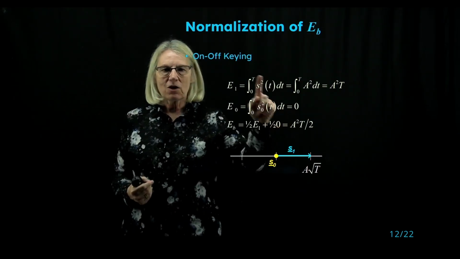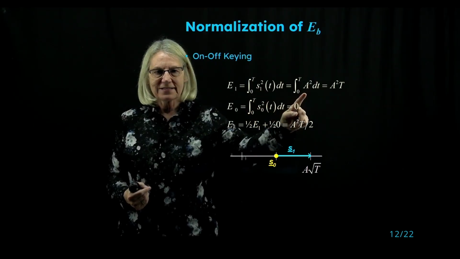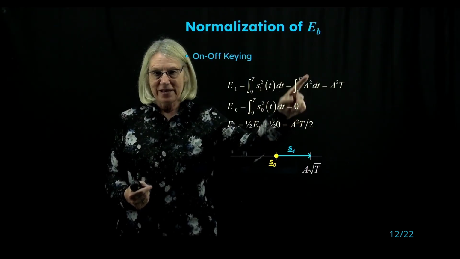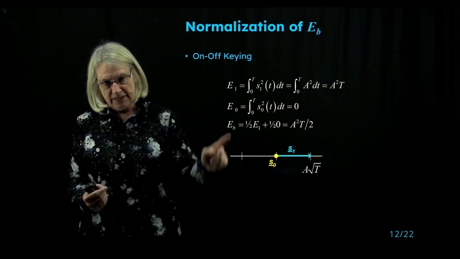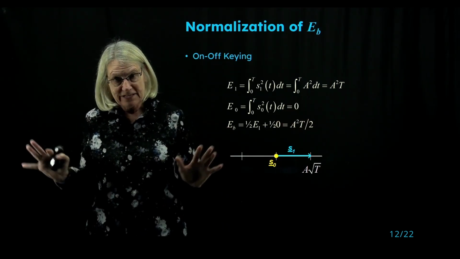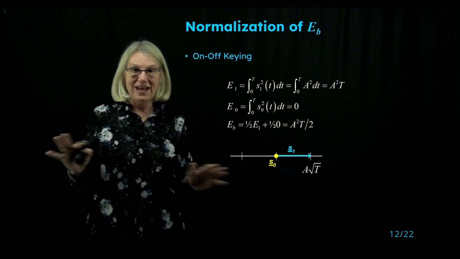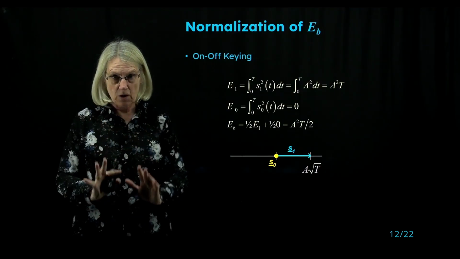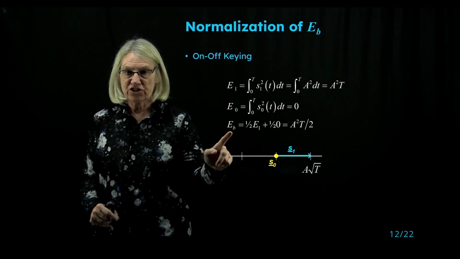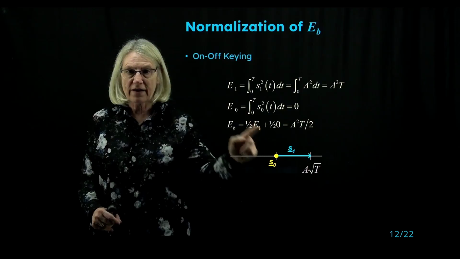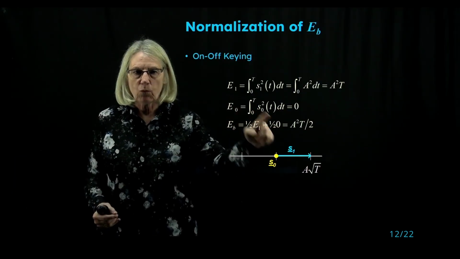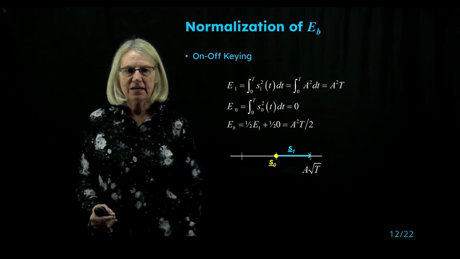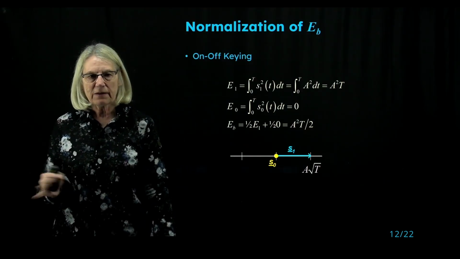So if I take S1, its energy based on the equations we use is the integral of a squared over t. Now, the energy of bit 0 is 0 because I'm not using any energy to transmit anything. The signal itself is 0. So now I want to find the average energy per bit, and it's 1/2 of E1 plus 1/2 of E0, but E0 is 0, so it's 1/2 of E1. So I get a squared t divided by 2.